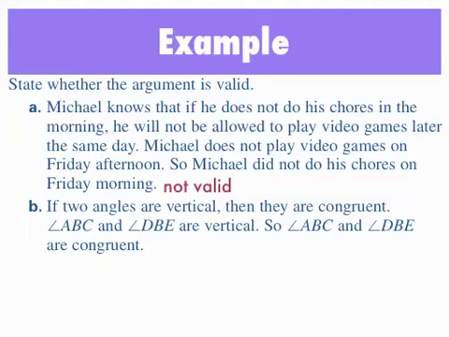If you read B, it says if two angles are vertical, then they are congruent. So two angles are vertical is the hypothesis, and the conclusion is that they are congruent. The next statement says angle ABC and angle DBE are vertical. So they have stated that the hypothesis is true, and then it says angle ABC and angle DBE are congruent. It gave us a true conditional statement and told us the hypothesis is true, so I can conclude that the conclusion is true. So this is valid.